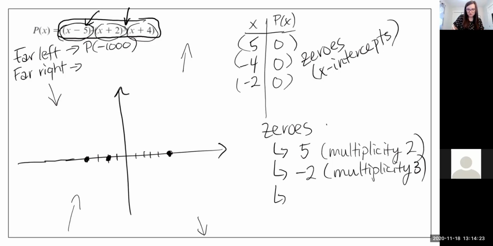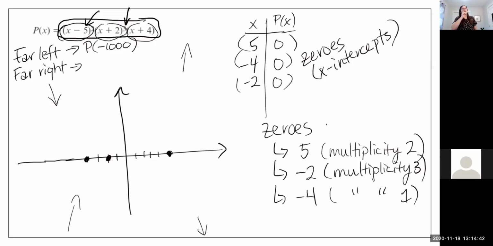And the last zero was -4, which was multiplicity 1. You don't really have to write a multiplicity if it's a 1, but they will sometimes say list the zeros along with their multiplicities. So rather than writing 5 twice, you just say it's a multiplicity 2.